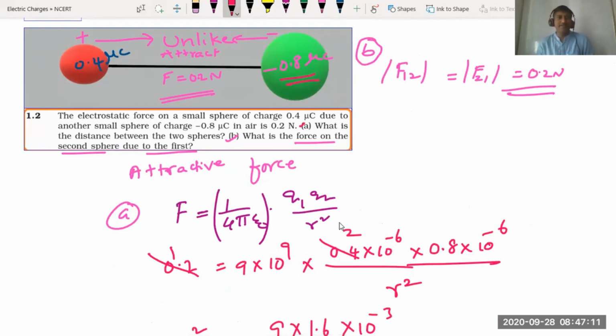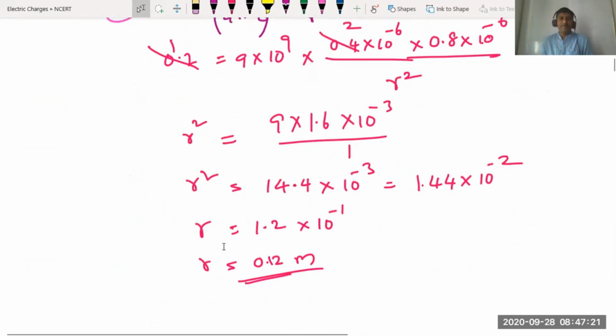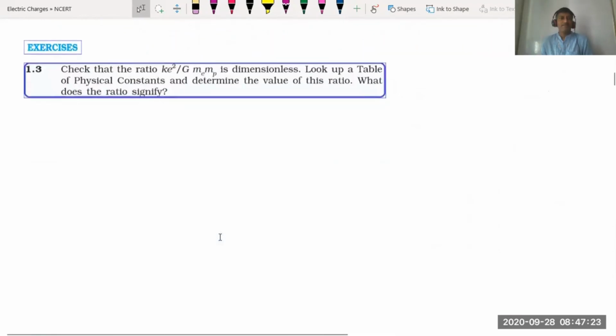What is the force on the second sphere due to the first? Both are experiencing the same forces, that is 0.2 newtons. This is regarding the second problem. Now let us go for the third one.